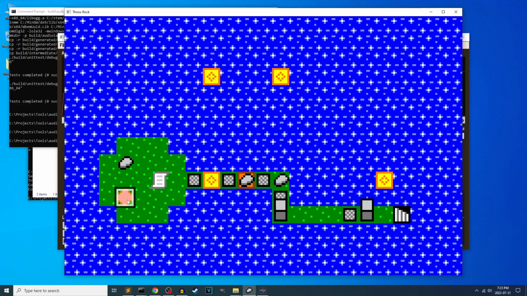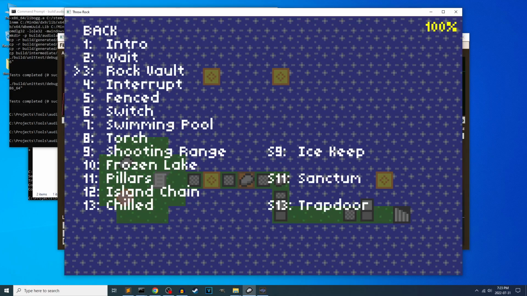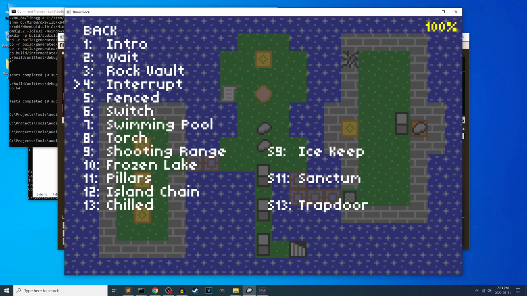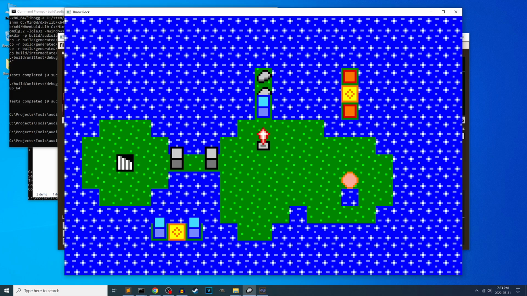Would be fine to continue into Wait, I think. Rock Vault, sure. That's all in the same mood. Then at Interrupt, things change a little bit. This is a little more of a kind of, you have one problem in front of you. You're taking a quiet moment to sit there and think about it. The thing is, nobody who's played this level has really done that.